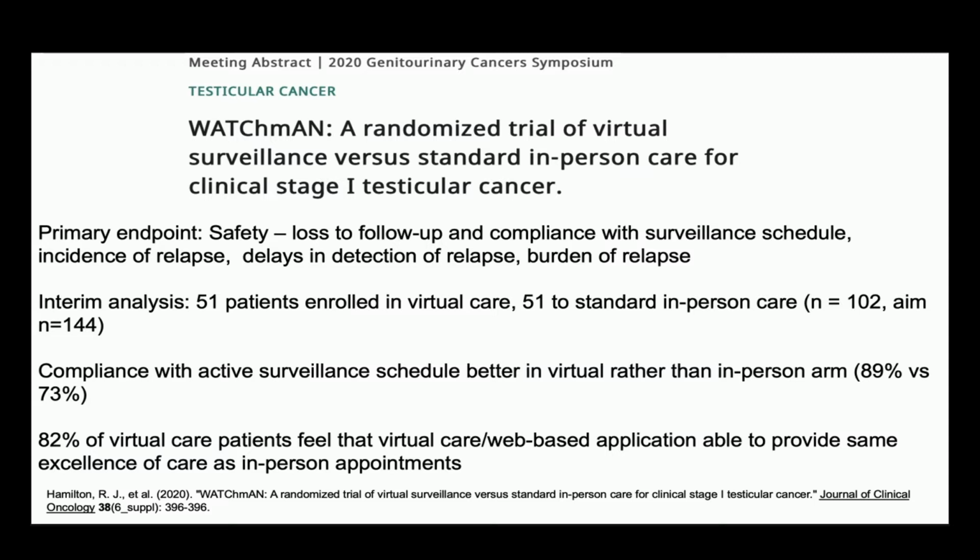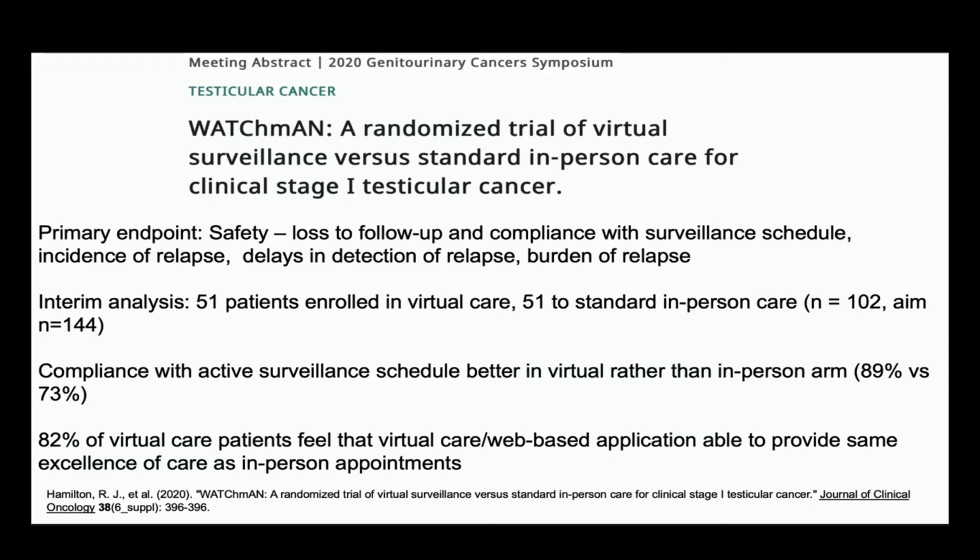And essentially here, what they had was 51 patients enrolled in virtual care and 51 patients enrolled to standard in-person care. And to go through some of their preliminary results, the big thing really was compliance with active surveillance was actually better in terms of adhering to the schedule in the virtual arm rather than the in-person arm. Now, part of it is going to be what is the effect of COVID on this, but when they did the preliminary or interim analysis, it was early 2020, and you'd think it wouldn't be much.